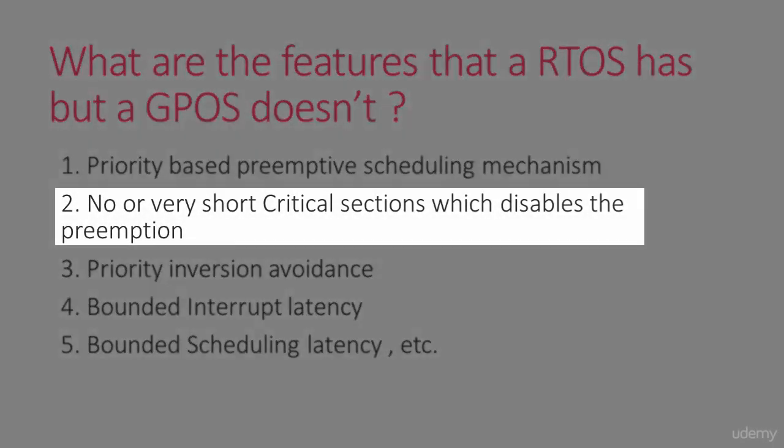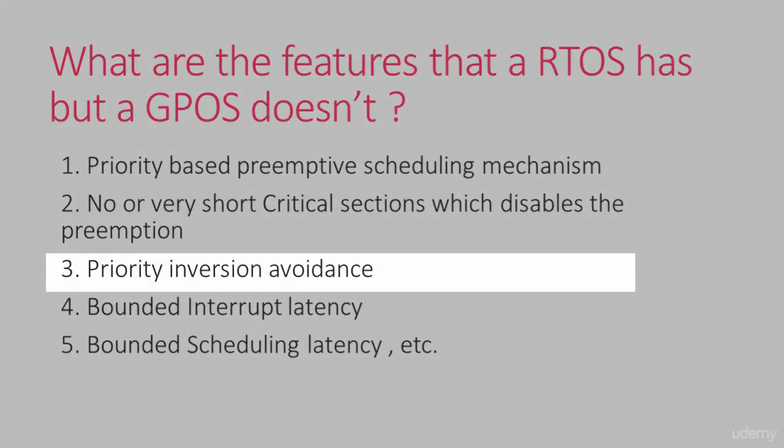And the next point is you will not find very long critical section code segments where the interrupt as well as the preemption of the system is disabled in order to protect the critical section. You will learn more about protecting critical sections later in this course, don't worry about that. But in the case of GPOS, this may not be the case.